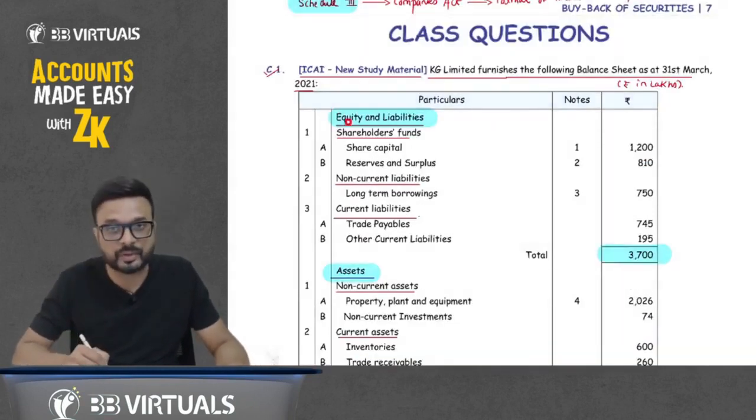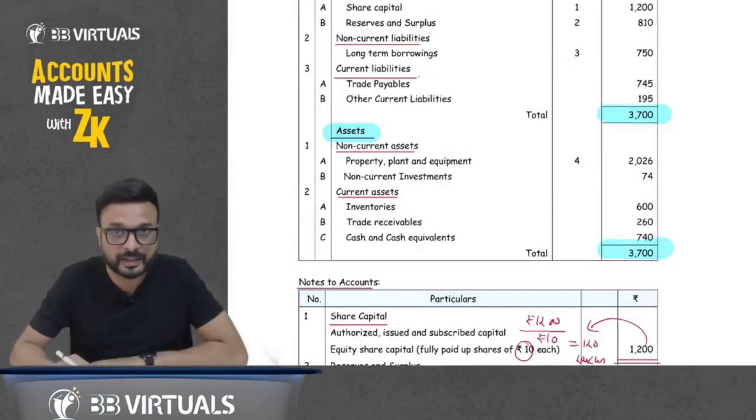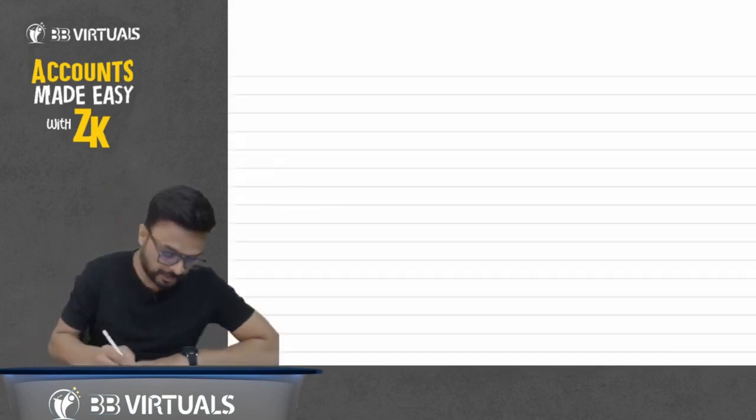So first we write down shareholders' funds. Under shareholders' funds, there is share capital, reserve and surplus. Then non-current liabilities, long-term borrowings, then current liabilities. Items that come under current liabilities, we will write down here. Then non-current assets, under non-current assets, PPE, non-current investment, then current assets. This is the asset side and this is the liability side.